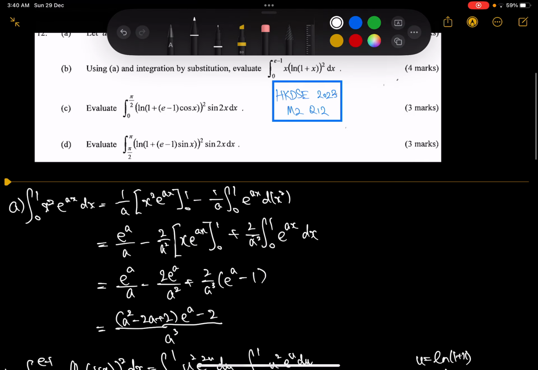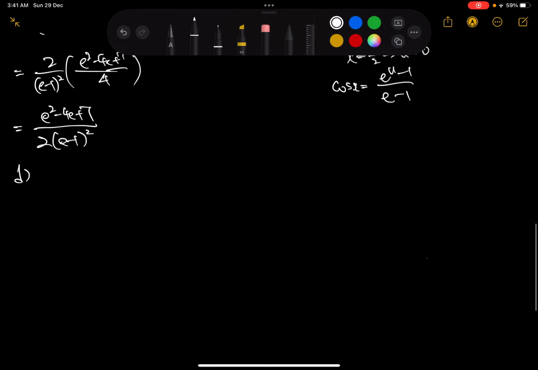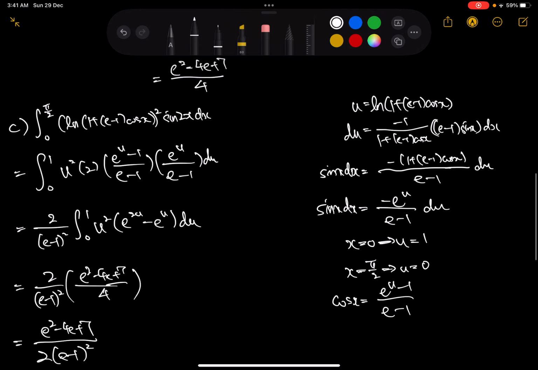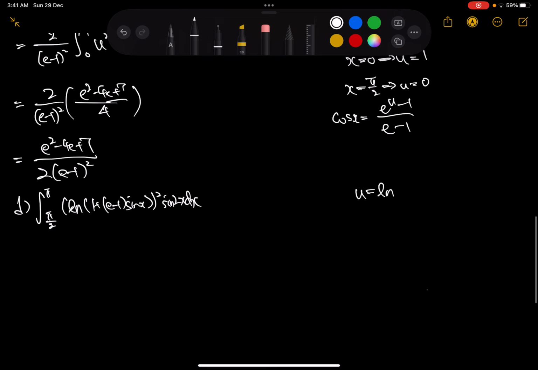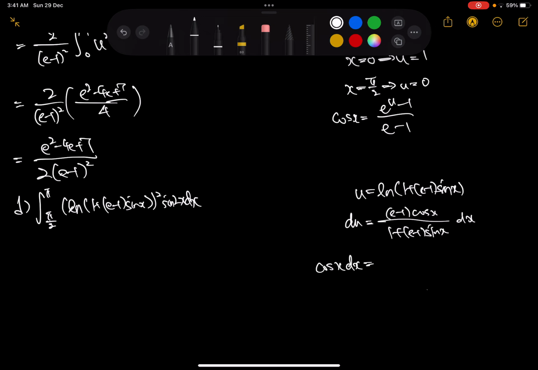And then part D is really similar. We could do the same substitution, I think. So from pi over 2 to pi. But this time we have a sine x, I think. 1 plus (e minus 1) sine x, sine 2x dx. So we could literally do the same thing. So let's go ahead and do that. So du again, and then we have (e minus 1) cos x dx. We could keep the cos x on the dx side. So 1 plus (e minus 1) sine x is e to the power of u, and then cos x is there, so we have e minus 1 here, du.